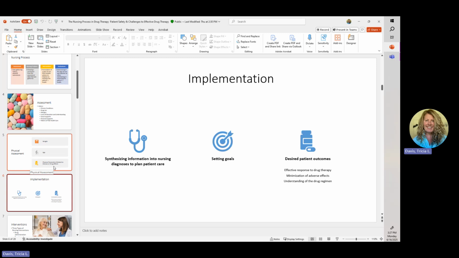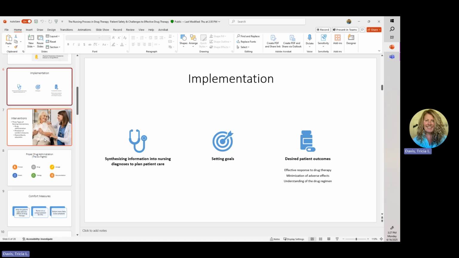We're going to be able to set realistic goals for these patients, and then we're going to go back and evaluate those patient outcomes to determine, did they have an effective response to that drug therapy that we implemented? Did they have a lot of adverse effects? Do we have to discontinue this medication, start a new medication? And do our patients have a good understanding of their drug regimen?